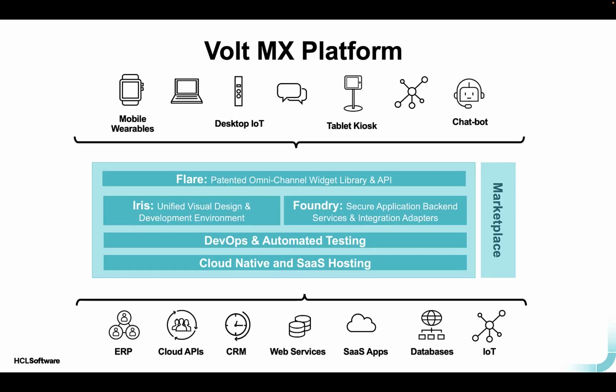Volt MX platform itself has multiple components. We'll briefly look at Iris and Foundry. We also have Flare. Iris is the IDE, Foundry is our backend, and Flare is basically our omnichannel widget library, which translates the application development code to the native corresponding platform's code. So it makes it Java on Android or Objective-C on iOS or HTML5 CSS on web, so to speak. We also have Marketplace, which is something I'll introduce you to.